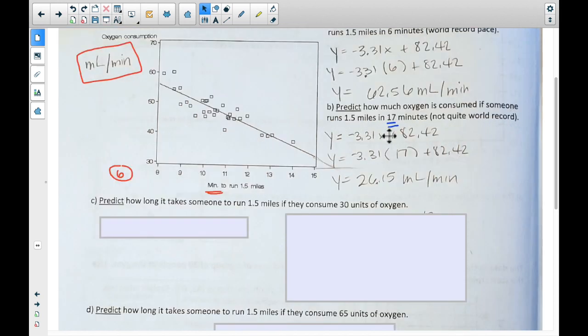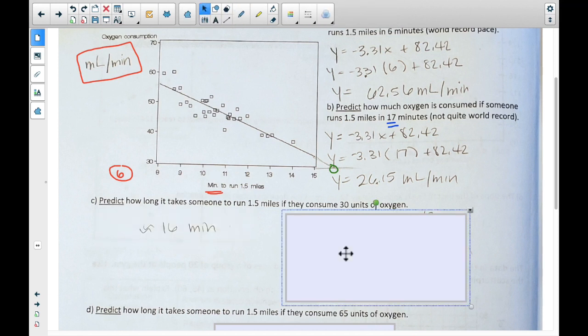Okay, so what if we ask a different question? This one asked about 17 minutes or 6 minutes. What if we said, how much time does it take if they consume 30 units of oxygen? Well, one thing we could do is look at our graph. And if I do that, 30, oh, it's way down here. We're not going to find it, are we? We could maybe extend our graph and take a guess. If we extended our graph and took a guess, can you see that might be about 16 or so? Okay, but that's with the graph.